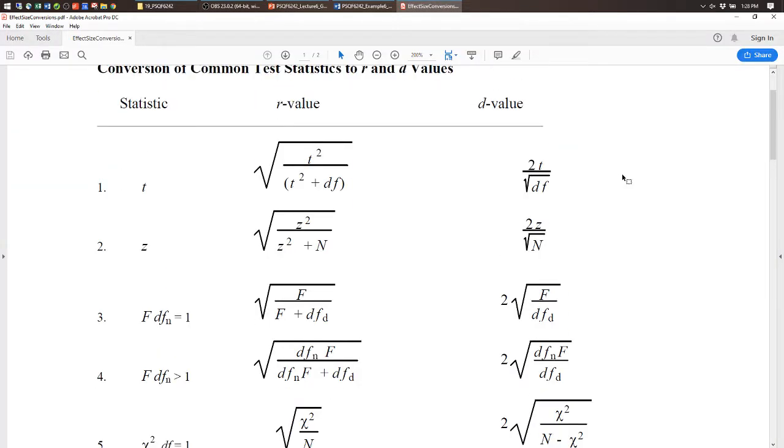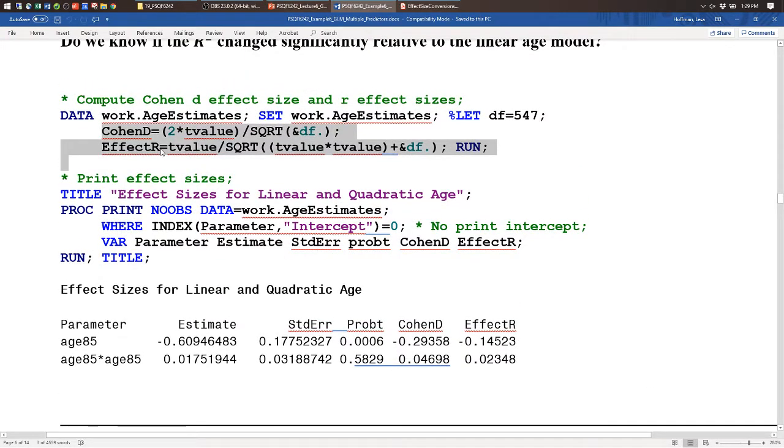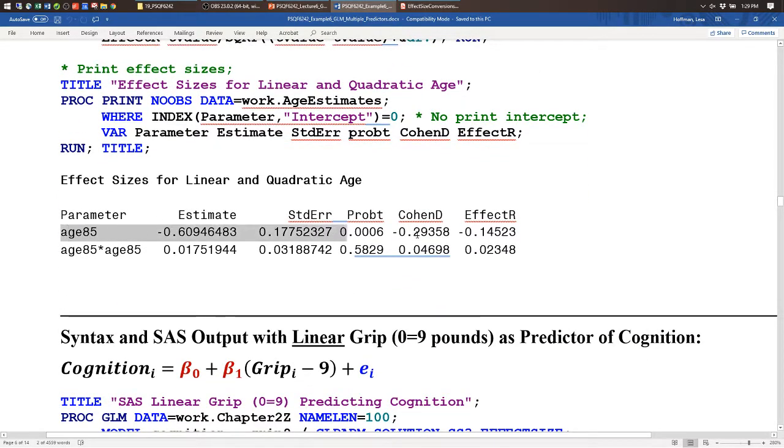Here are some formulae. Given t, you can compute an R and you can compute a D. D is standardized mean difference. That's more relevant when you're talking about categorical predictors, whereas R is supposed to be analogous to Pearson's correlation, but it's the unique version. So I am saving those estimates, building those new quantities from the estimates, and printing them. So when all is said and done, I'll have a table comparing all the different ways we can talk about effect size, and you can see that they're not exactly going to be the same.